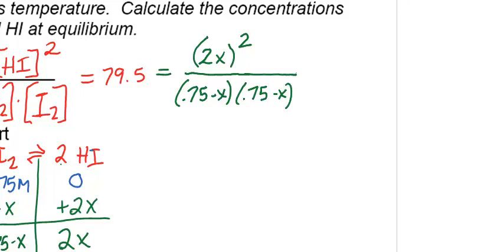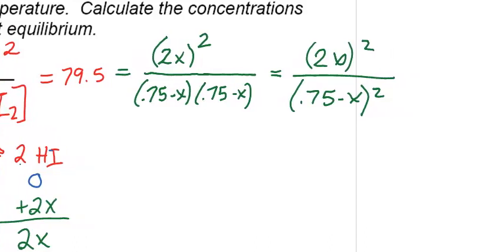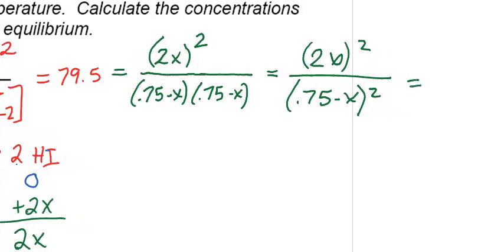Okay, this is where you're able to identify how to solve algebraically, and this is where the square root shortcut comes in. Because look at this, we could rewrite this as 2x squared over 0.75 minus x squared, because we started with the same concentration of both of our reactants. How handy is that? I love when that happens. So we could maybe rewrite this 79.5 so it's closer to where we're doing our work. And this is what we're going to solve. Let's change that. There we go.